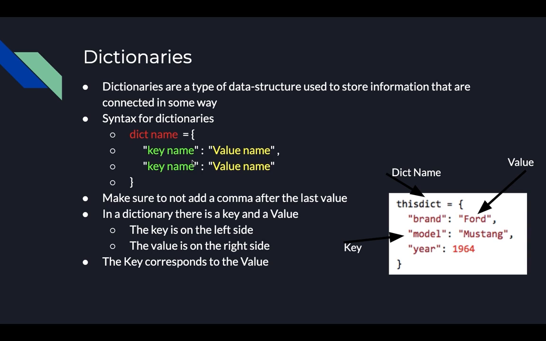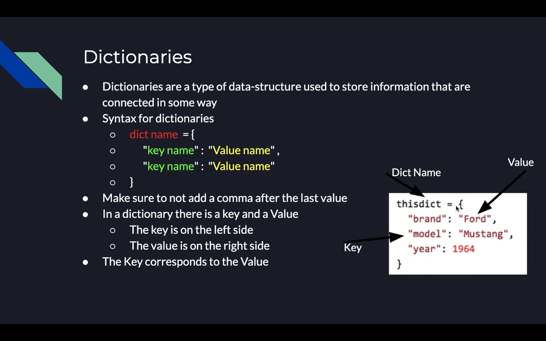So, like in this example, this dict, which is the name, equals brand, and then Ford, model, Mustang, year 1964, right? So as you see here, this is a key. So we're kind of asking the dictionary, like we're asking, what's the definition of brand? And then the dictionary answers Ford. Or what's the definition of model? And it answers Mustang. What's the definition of year? And it answers 1964.